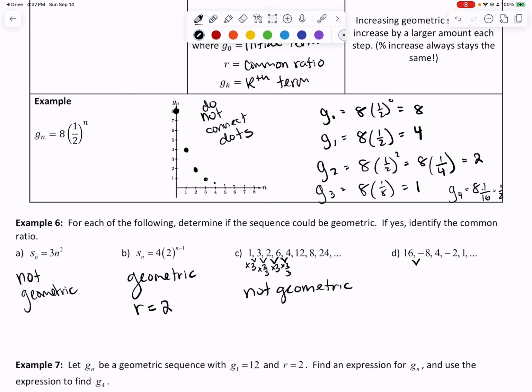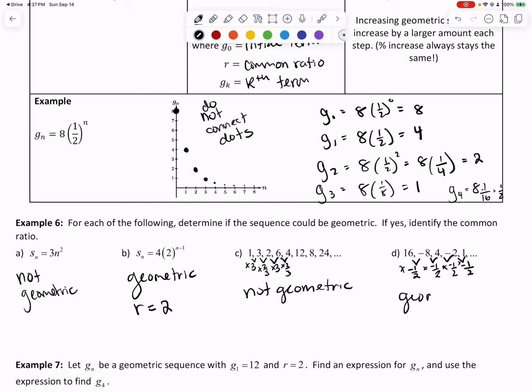Last but not least, -8 over 16 is -1/2. So 16 times -1/2. 4 over -8 is -1/2. So -8 times -1/2 is 4, positive 4. -2 over positive 4 is -1/2. So -4 times -1/2 is -2. Notice when my common ratio is negative, the signs are alternating.